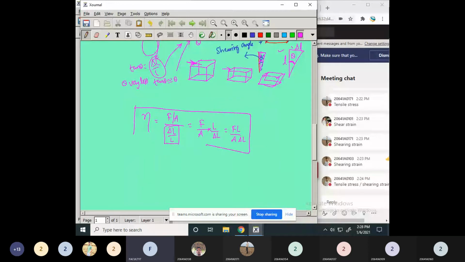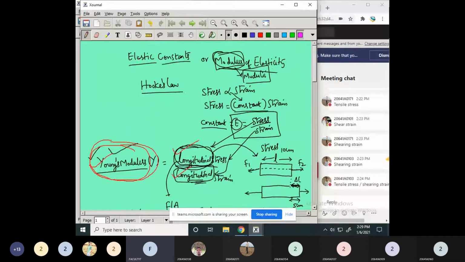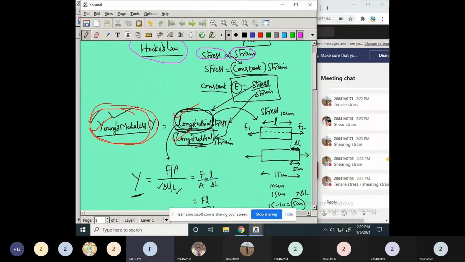These were the things we had seen yesterday. We started with Hooke's law. Hooke's law states that stress is proportional to strain. That is the first point. The second thing is that you need to consider the elastic limit, only under the elastic limit. Now if you remove the proportionality, you get a constant. We consider this as the elastic modulus.